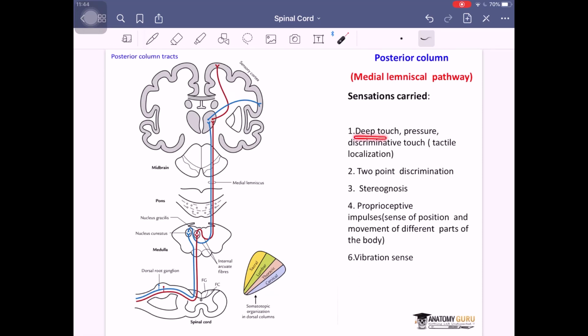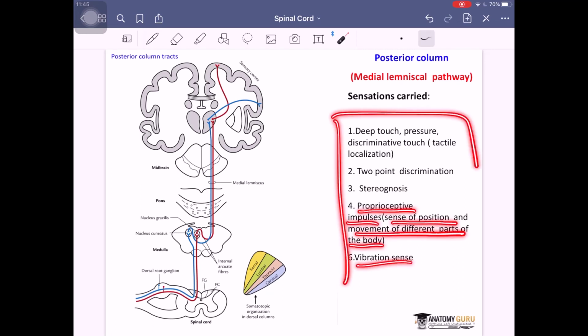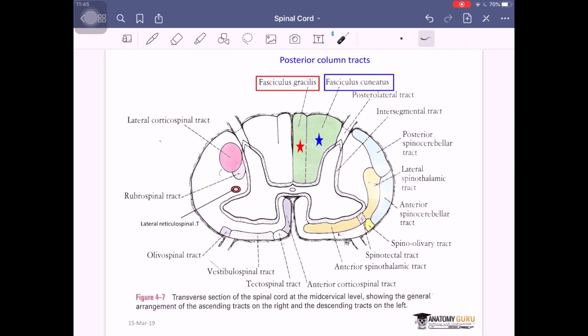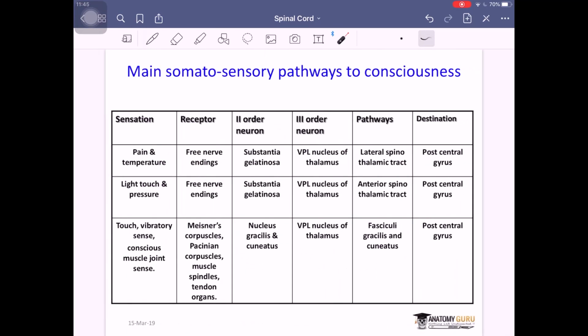Now these are the sensations which are carried, which I told you. They carry fine touch or deep touch, pressure, discriminative touch, which is your fine touch, stereognosis, the ability to recognize, two-point discrimination, conscious proprioception, that is the sense of position and the movement of the different body parts. So all this is the function which is carried by these two tracts. So cuneatus will carry it from your upper limb and thorax, gracile is carried from your lower limb and abdomen or lower trunk. Is it okay?